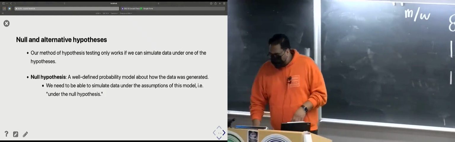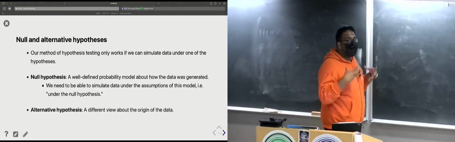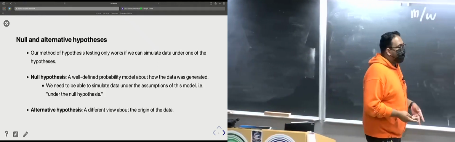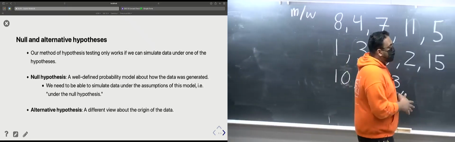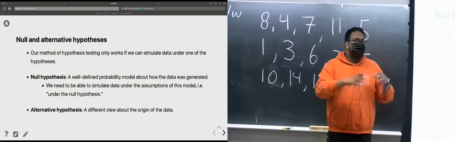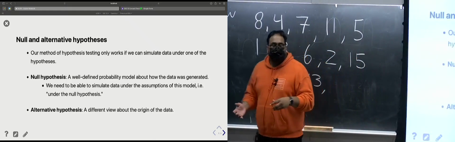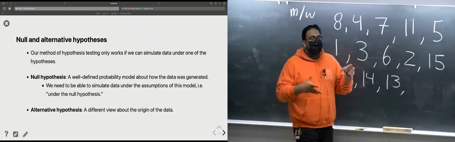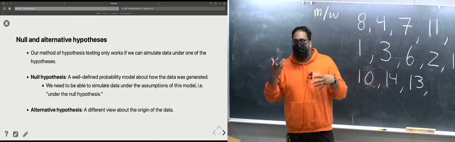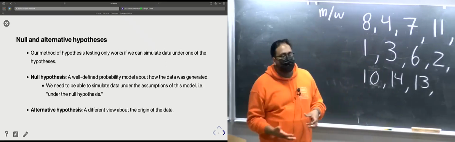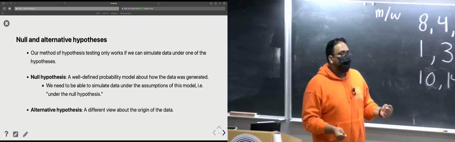So you'll have two viewpoints. The null hypothesis is the one that you simulate data according to. The alternative hypothesis is just the other hypothesis, or the other viewpoint. Do we agree? So now we're just giving formal names to the two viewpoints or two hypotheses we've been looking at. Questions so far?